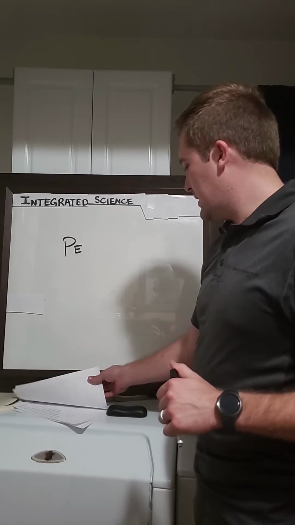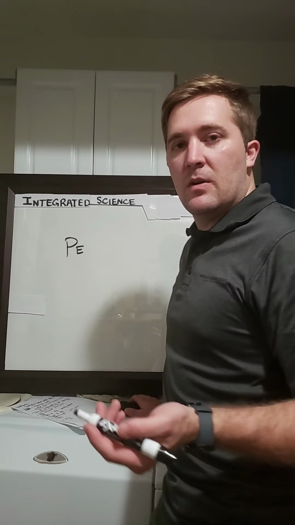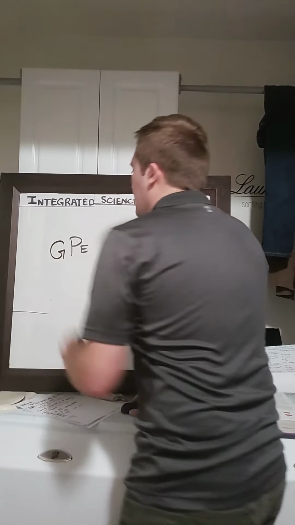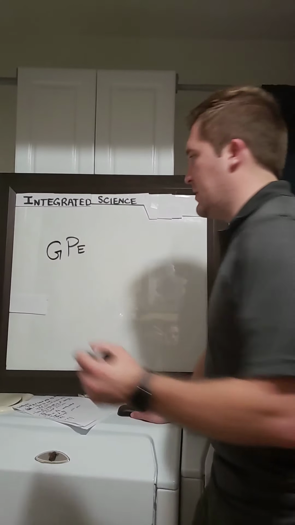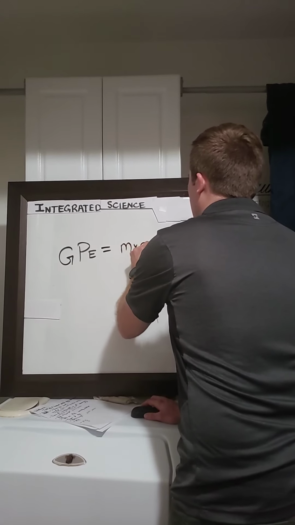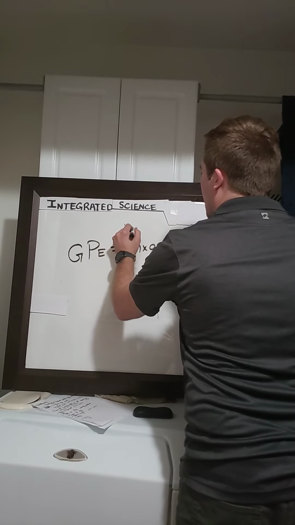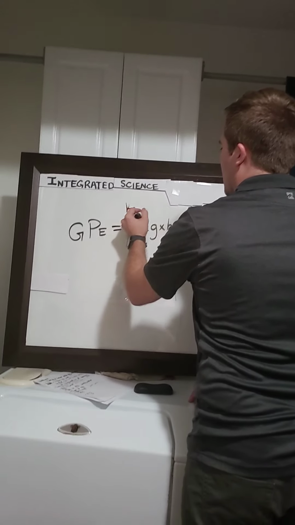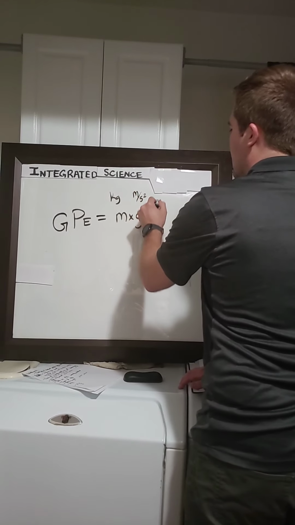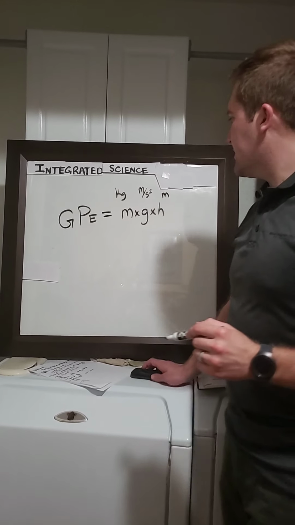Next, let's see here. Okay, next we're going to talk about gravitational potential energy, and this is what one of your papers is on. So listen carefully. We're just going to put a G there for gravitational potential energy. And the formula for that is mass times gravity times height. Mass, like we're saying already, is in kilograms. Gravity is in meters per second squared. And height is in meters. Those are their units.